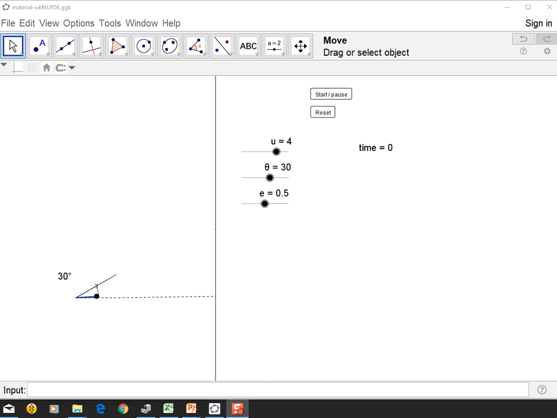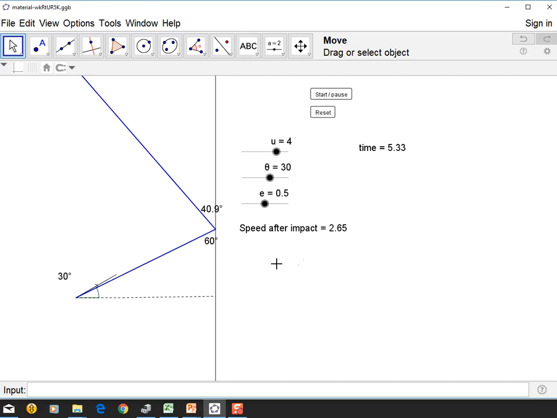Well, this is the example I'm going to look at now to see if we can actually calculate the values and see where they come from. So let's just run this. Now you can see that the speed after impact is 2.65 and that the angle there is 40.9 degrees. Right, let's look at the mathematics behind that to see where these numbers have come from.